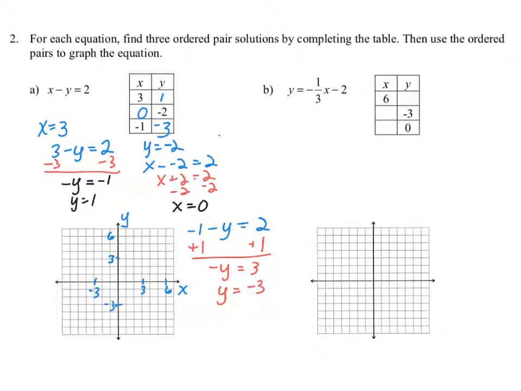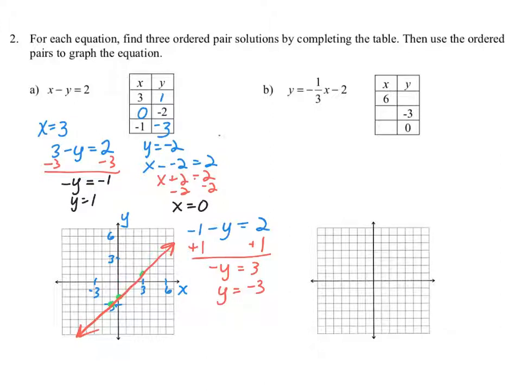So when x is equal to 3, y is equal to 1. It's our first point there. When x is equal to 0, y is equal to -2. And when x is equal to -1, y is equal to -3. Now we see 3 points that are on that line, and we can connect those and graph the resulting linear equation.